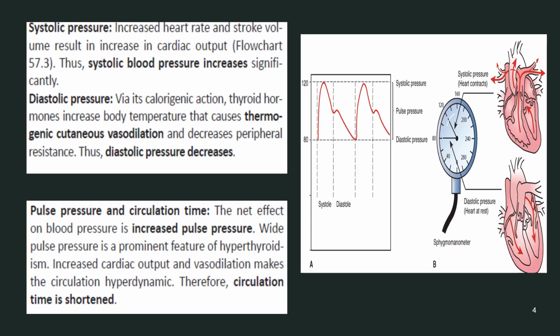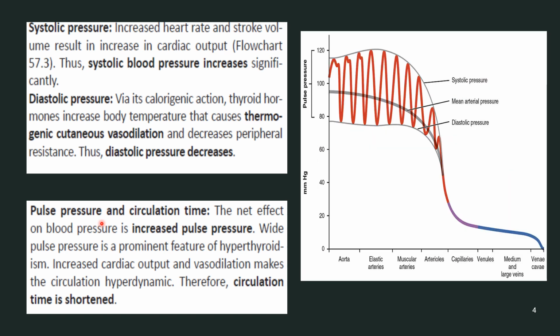Now see what the net effect of thyroid hormone is. The net effect on blood pressure is an increased pulse pressure. Pulse pressure is the difference between systolic and diastolic. If the systolic blood pressure is increased and the diastolic blood pressure is decreased, the gap between them will obviously be increased. So the pulse pressure is increased. Wide pulse pressure is a prominent feature of hyperthyroidism, and increased cardiac output and vasodilatation make the circulation hyperdynamic. So the circulation time is shortened.